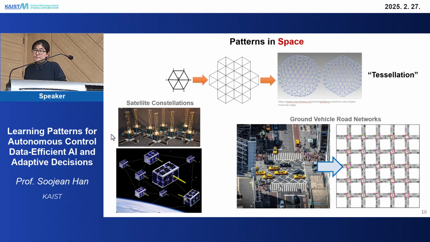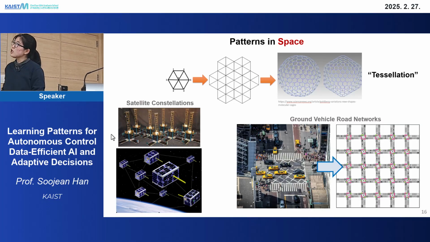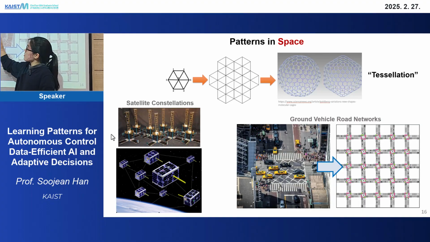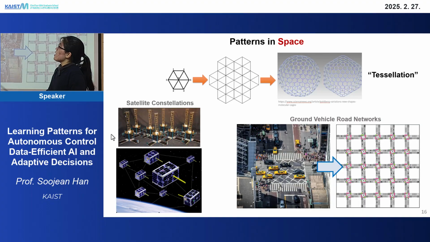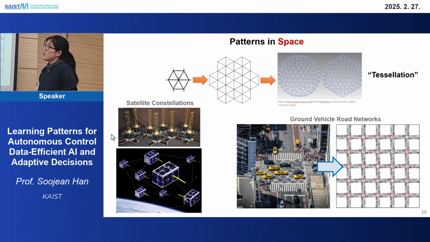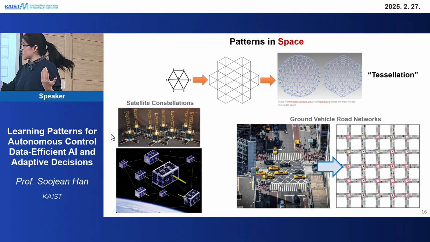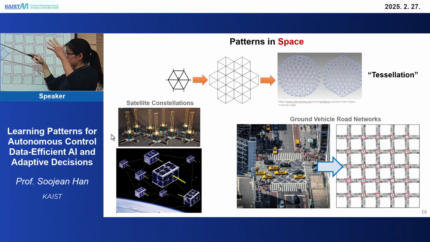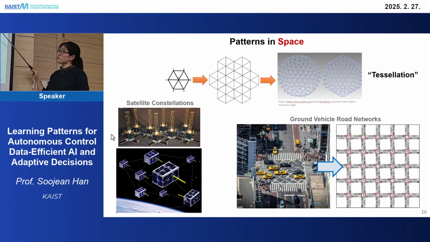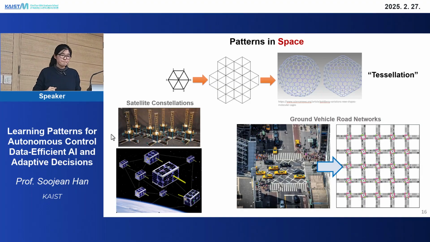There are also patterns in space. For example, we have this tiny hexagon over here, which can be mapped over maybe this 2D plane and maybe more generally over this 3D surface. So that also has a large number of applications like space, like satellite constellations over the surface of the Earth, or ground vehicle road networks, which have this kind of spatial patterns in the form of a grid.